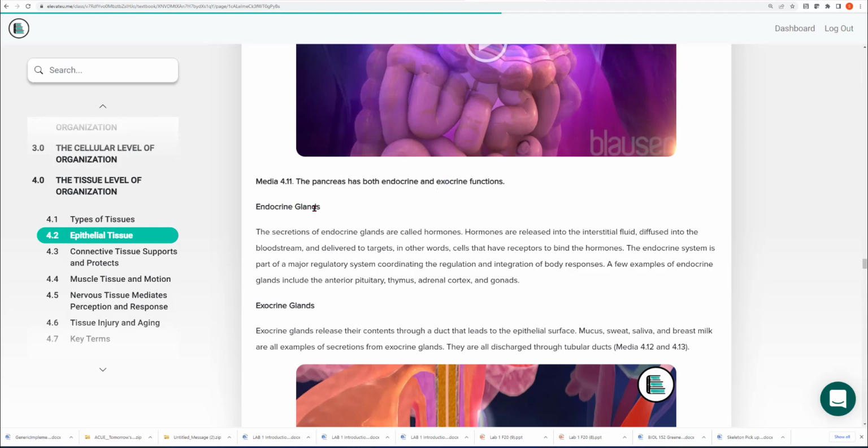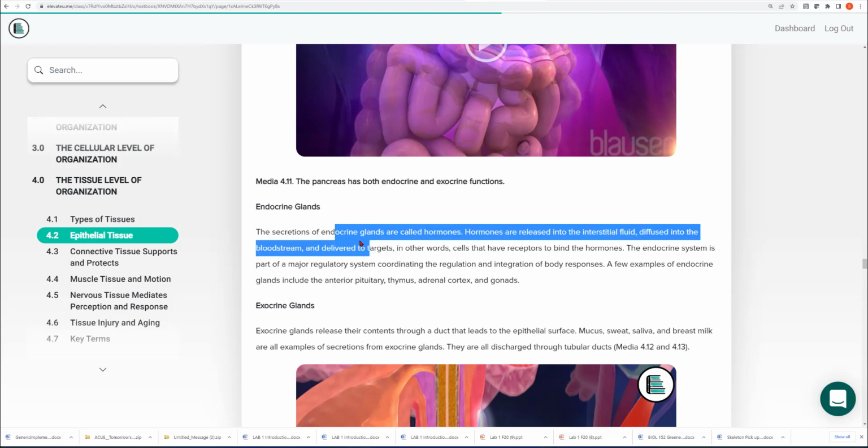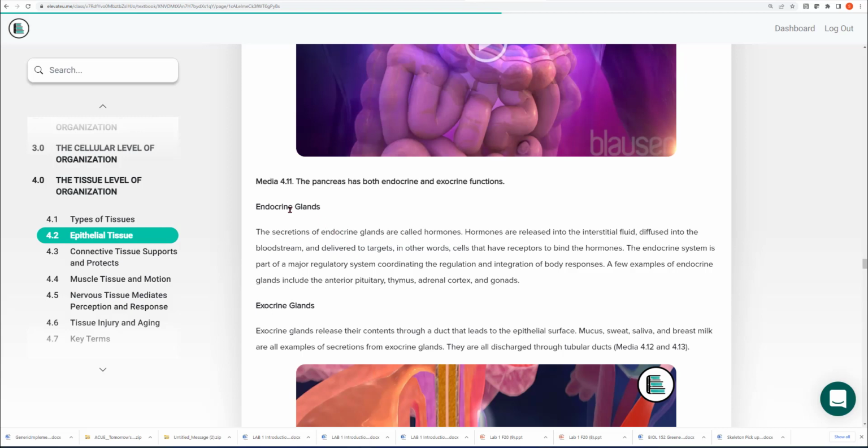So endocrine glands, and we're not going to talk about them very much after this moment right now, release hormones into the body, into the interstitial fluid, into the bloodstream, into the body itself. Okay? And in comparison to endocrine glands, we have exocrine glands. This is where we're going to be spending our focus right now and in the rest of this conversation.